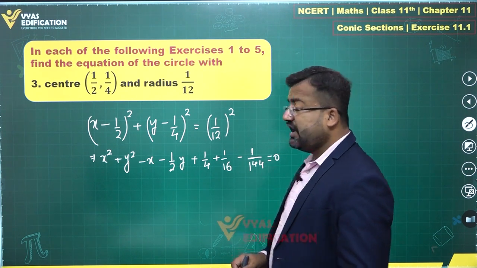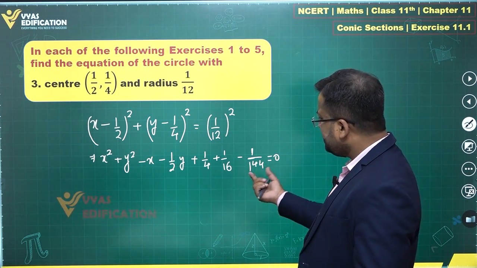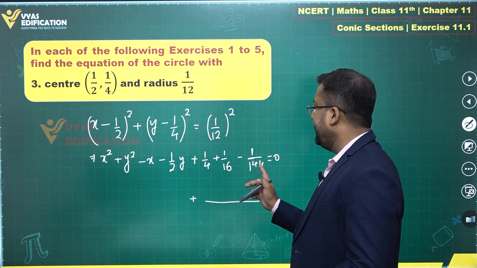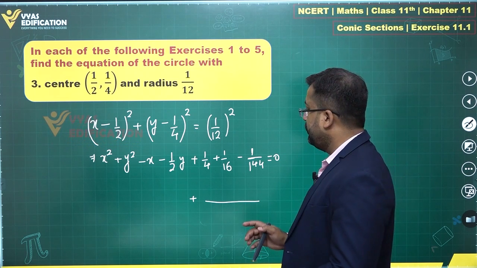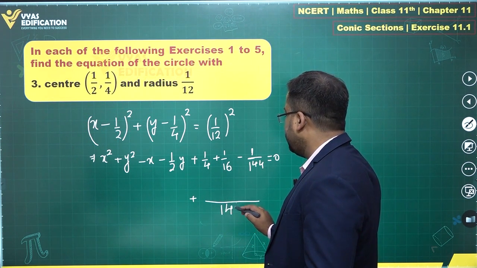The next thing that I'll do is simplify this whole overall thing by taking the LCM over here. And what will be the LCM of these few terms? 16 times 9 is 144, and 36 times 4. So 144 is the LCM.